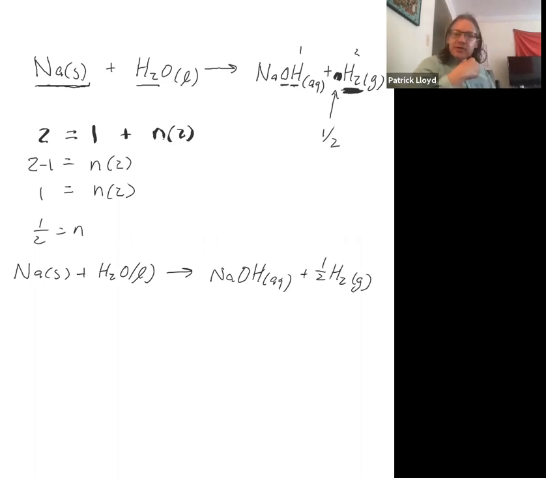Okay, so if you take a look, you've got 1 sodium on both sides. You've got 1 oxygen on both sides. There's 2 hydrogens on the left. There's 1 here, and then a half times 2 is 1 as well. So that works. That's a method you could use. Let's see if there's any other way we can do it.